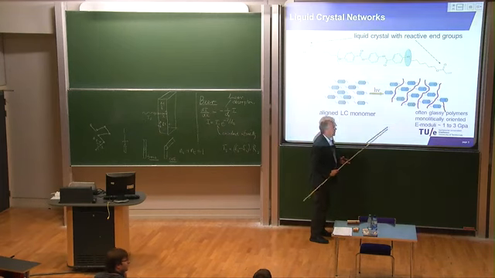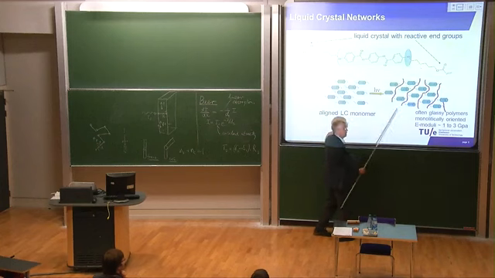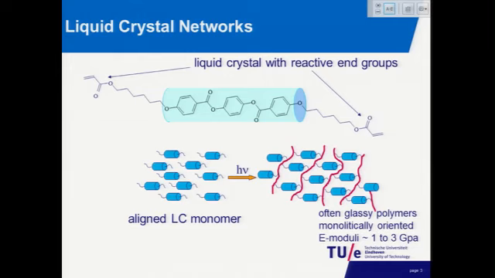If the cross-link density is high enough, in the case of a diacrylate, so two acrylates, you form glassy polymers. And if you start with a monolithically oriented state at the beginning, you also end up with a monolithically oriented state in the polymer network. And in this case, a glassy polymer, which means that the modulus is rather high, comparable to Perspex PMMA, which also has a modulus in the order of 1 to 3 gigapascal.